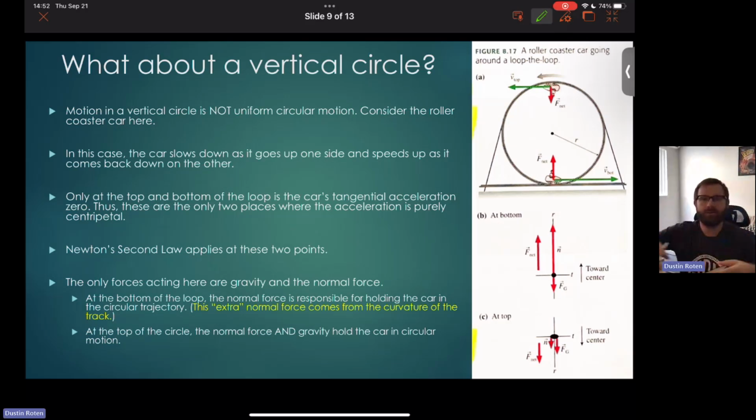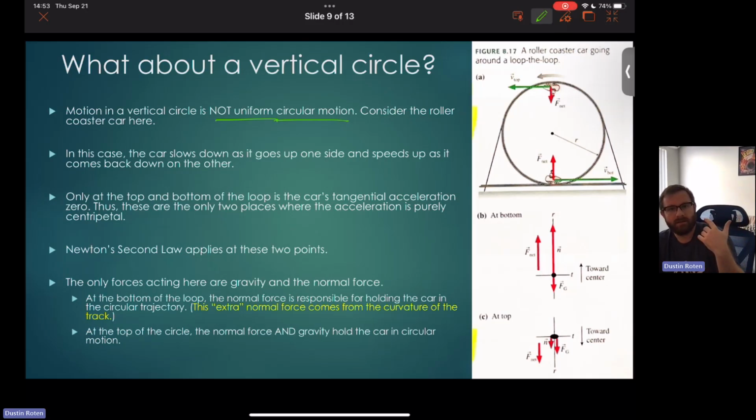or a particle moving around the circle. Let's think about what if we take that circle and we turn it up this way, okay? So it turns out that motion in a vertical circle is not uniform circular motion. To demonstrate this, we're going to look at this roller coaster car over here on the right.